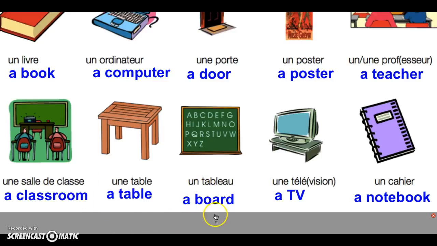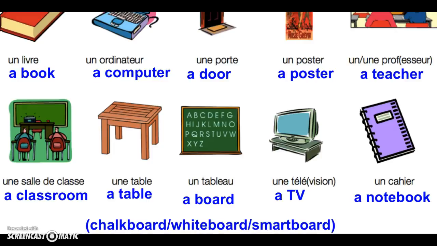Un tableau is our word for a board, and it used to mostly just refer to chalkboards, but now we've also got whiteboards and smart boards. You can really use un tableau for all of those. And just to note, it does sound similar to table, but it's not quite the same, so listen for a second. Une table, un tableau. Just make sure you're aware of the differences and what those sound like.